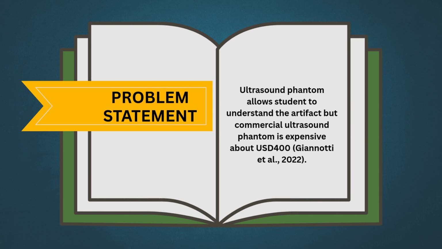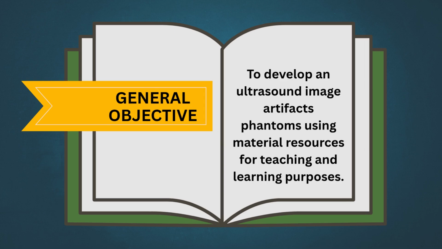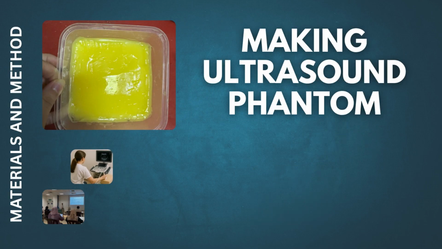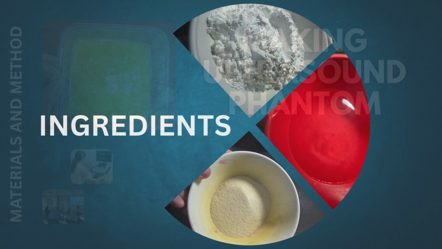An ultrasound phantom allows students to understand the artifacts, but a commercial ultrasound phantom is expensive, about USD 400. To develop ultrasound image artifacts, phantoms were made using low-cost material resources for teaching and learning purposes. Materials and method. First method, making the ultrasound phantom.